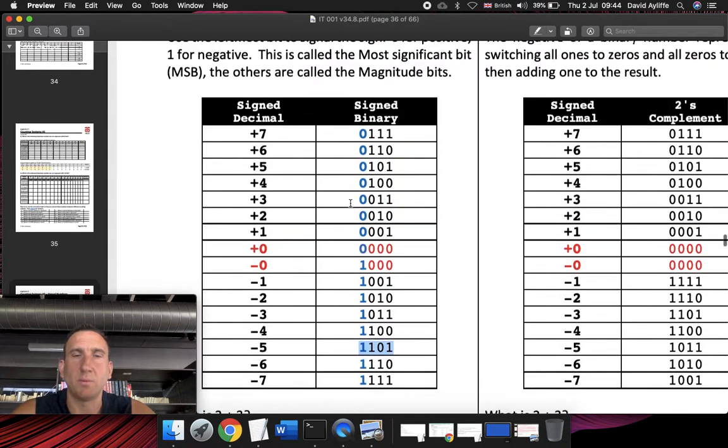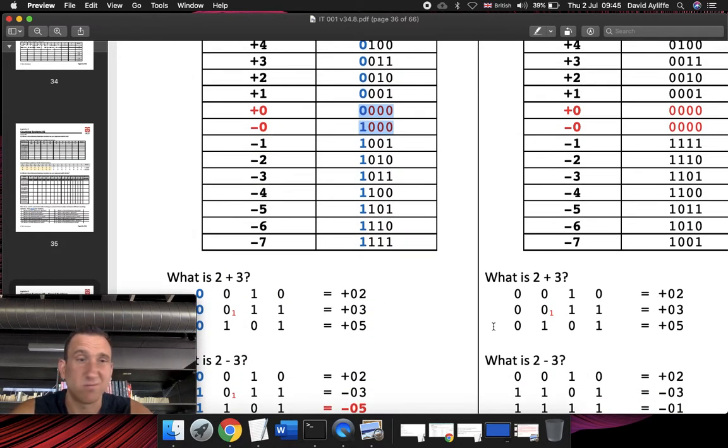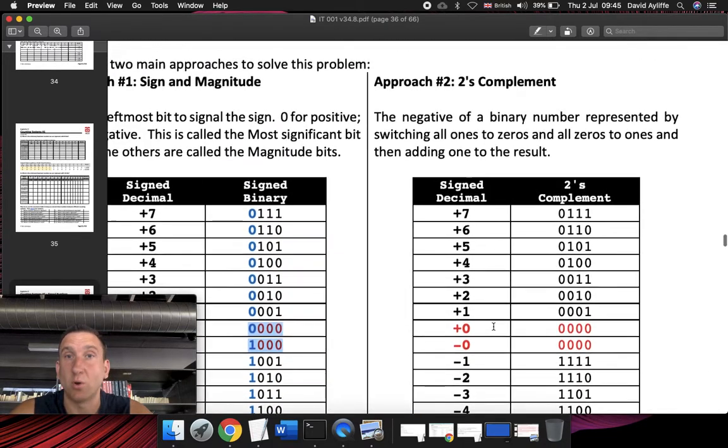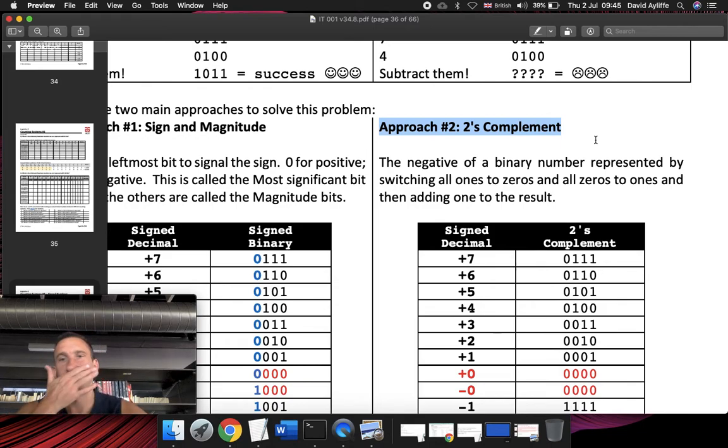So there's a couple of problems with this sign and magnitude approach. We've got two values for 0 and subtraction doesn't work. What about this approach? Approach number 2, 2's complement. So we take the negative of the binary number by switching all 1s to 0s and 0s to 1s, and then we add 1 to the result.